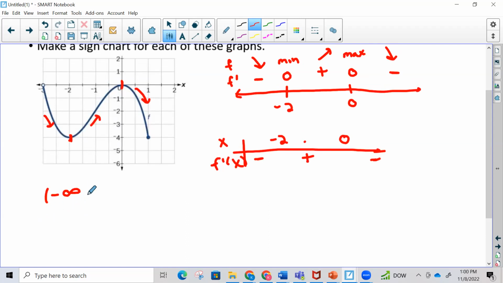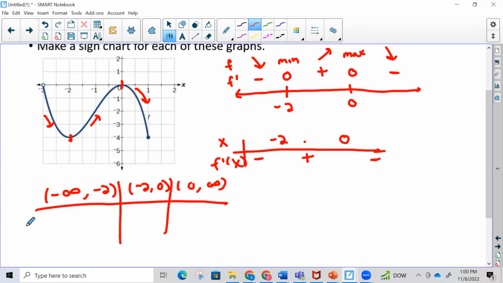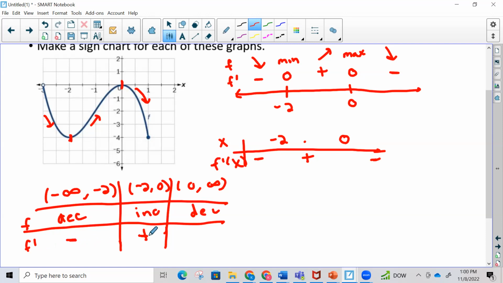The other way is some professors do intervals, which is fine as well. So you can write all your intervals. You have -infinity to -2, and then -2 to 0. You again have to find the turning points. And then 0 to infinity. And then they put f prime. So again, f is decreasing in the first interval, then increasing from -2 to 0, then decreasing from 0 to infinity. The slope is negative when it's decreasing and positive when it's increasing. So that's another way to do a sign chart.